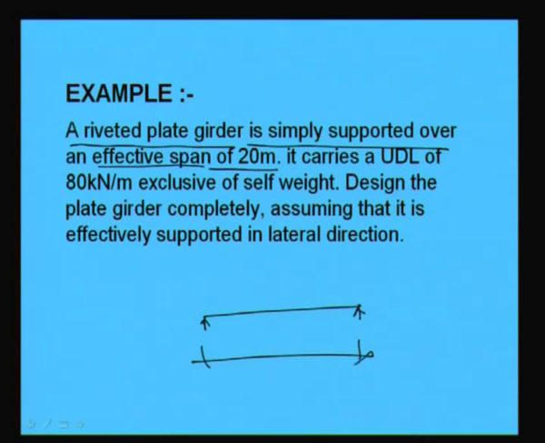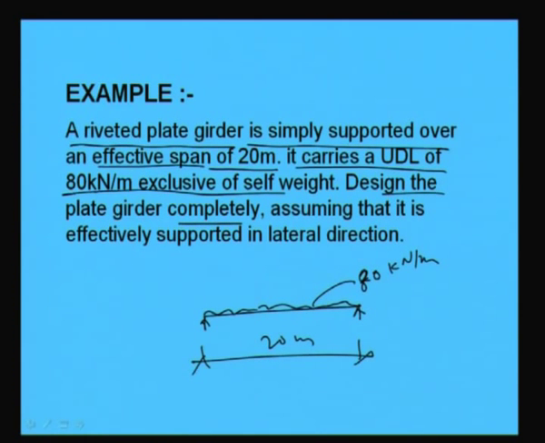And it carries a UDL of 80 kilonewton per meter exclusive of self weight. So, this is 80 kilonewton per meter which excludes self weight. Design the plate girder completely, assuming that it is effectively supported in lateral direction.